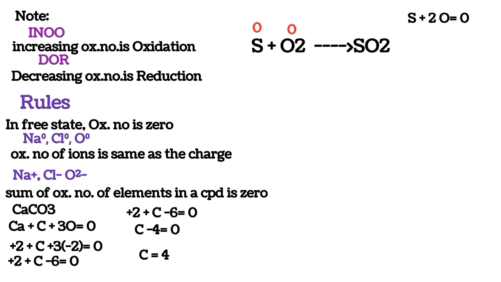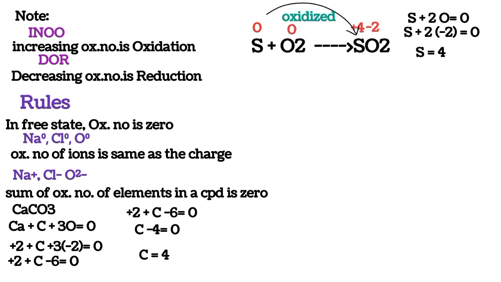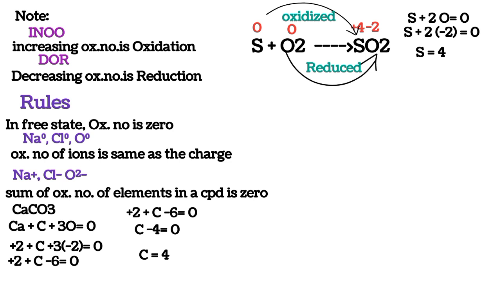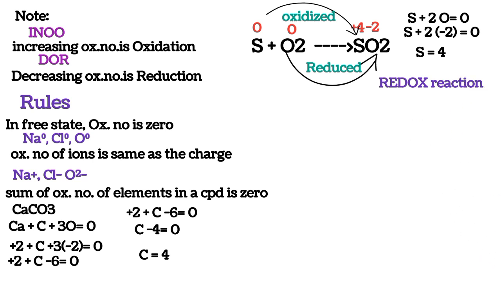For example, we have the reaction S plus O2 gives you SO2. In the free state, the oxidation state of S is 0. That of oxygen is what? 0. Now, to get that of sulfur in SO2, we say S plus 2 atoms of oxygen equals 0. The oxidation state of oxygen is -2. That means S plus 2 into -2 equals 0, and S will be equal to 4. So the oxidation state of sulfur is +4, while that of oxygen is -2. So sulfur has a change of oxidation from 0 to +4, which is an increase. That is what? Oxidation. Now, oxygen has a change of oxidation from 0 to -2, which is a decrease in oxidation number. That is what? Reduction. So these two are referred to as what? Redox reaction. That is what? A complementary reaction, reduction and oxidation reaction.